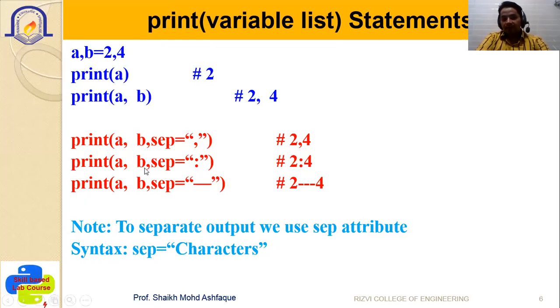Next is print a comma b comma sep is equal to double quotes colon. So the separator is colon between the two variables, and the output will be displayed as 2 colon 4. Now we have print a comma b comma sep is equal to double minus. So whenever you run this program, between those two variables, minus minus will be printed. Basically this separator is used to separate the data one from the other. If you want to separate the data with the help of a specific symbol like comma, colon, minus, hyphen, or underscore, in that scenario you can include it.